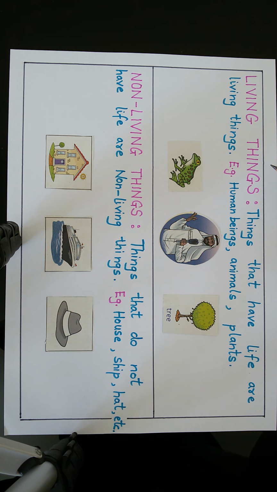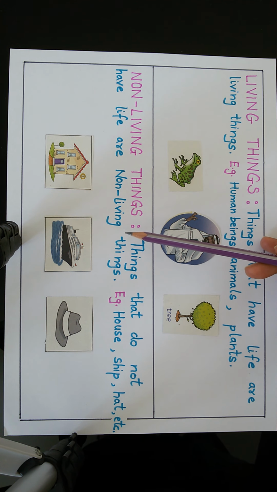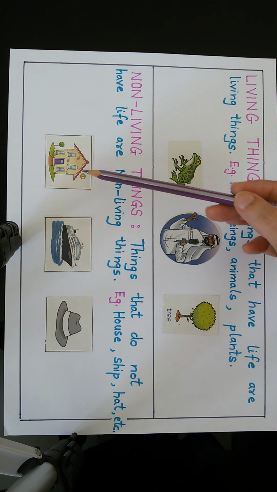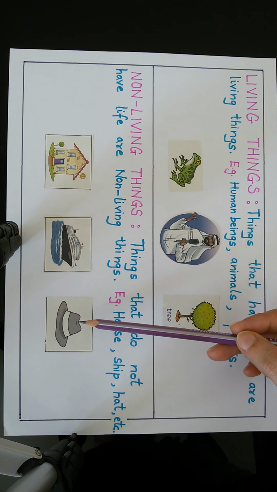What are living things? Things that have life are living things. Example, human beings, animals, plants. What are non-living things? Things that do not have life are called as non-living things. Example, house, ship, hat, etc.